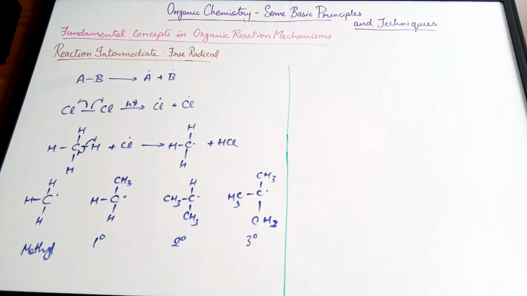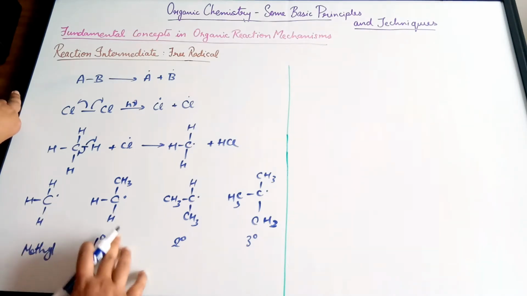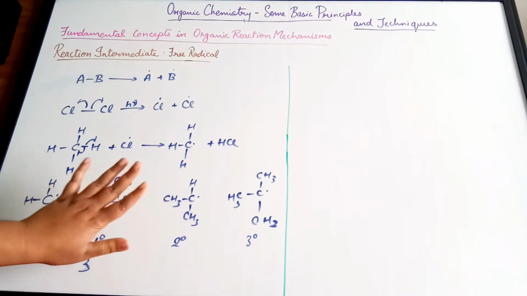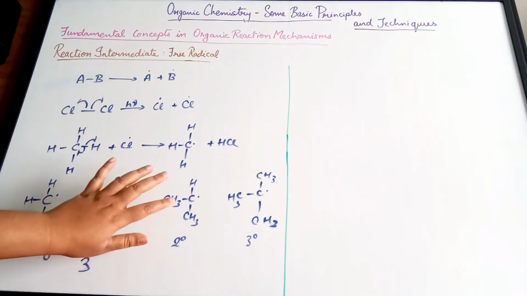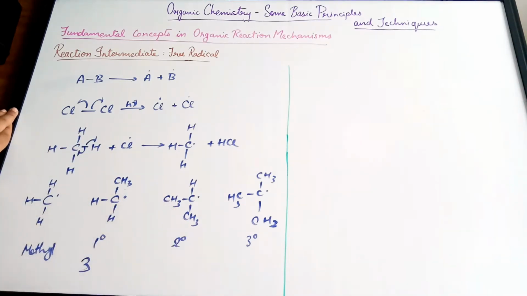Now we're not going to be talking about inductive effect, but we're going to be talking about hyperconjugation. In case of our methyl free radical, you do not have any hyperconjugative structures. In case of our primary free radical, there are 3 hydrogens, so you'll have 3 hyperconjugative structures being formed. In case of the secondary or isopropyl free radical, you have 6 hydrogen atoms, so there are 6 hyperconjugative structures. And in case of tertiary, you have 9 hydrogen atoms, so 9 hyperconjugative structures are present.